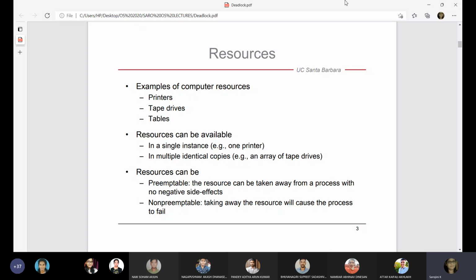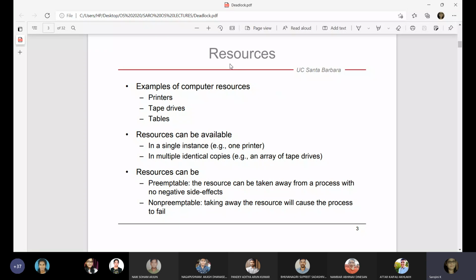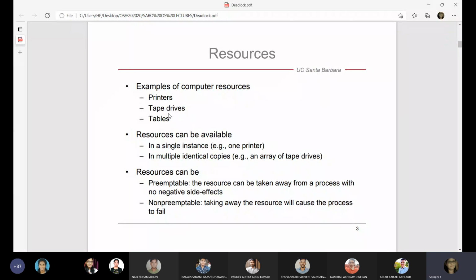Now you have to know what resources are. Resources can be printers, tape drives, or database tables, or it could be any data structure. Tape drives, printers, scanners, all those are hardware resources. Database related components are software resources.